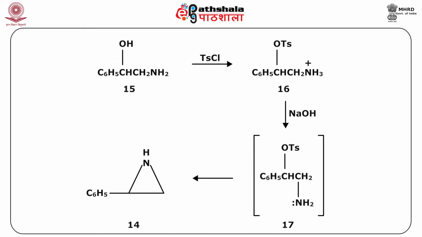is converted to a good leaving group. The compound 16 loses a proton in the presence of the base sodium hydroxide to give the intermediate 17. The lone pair of the amine in the structure 17 then attacks the alpha carbon, eliminating the leaving group, and finally formation of 2-phenyl aziridine takes place.